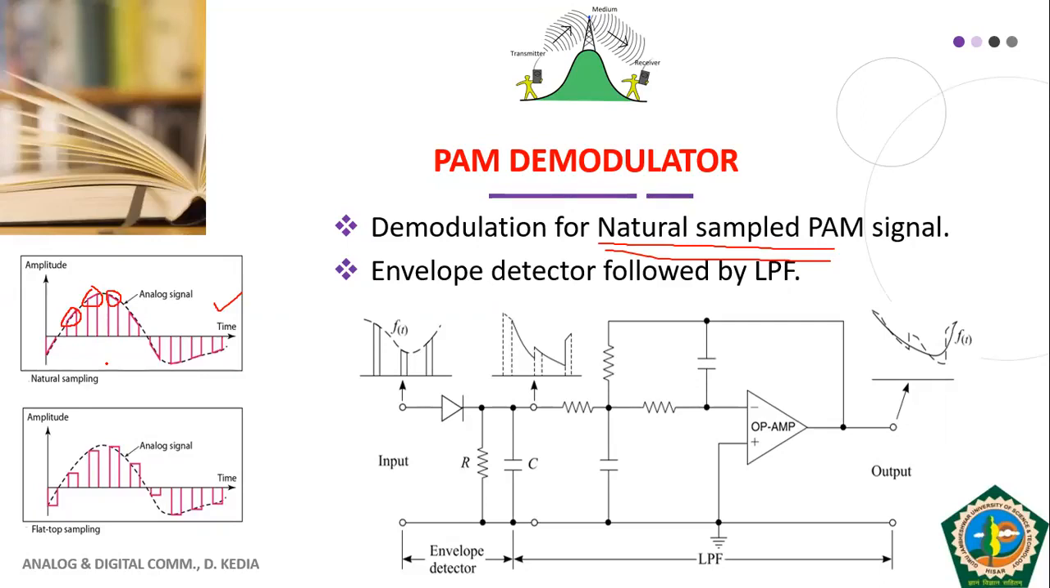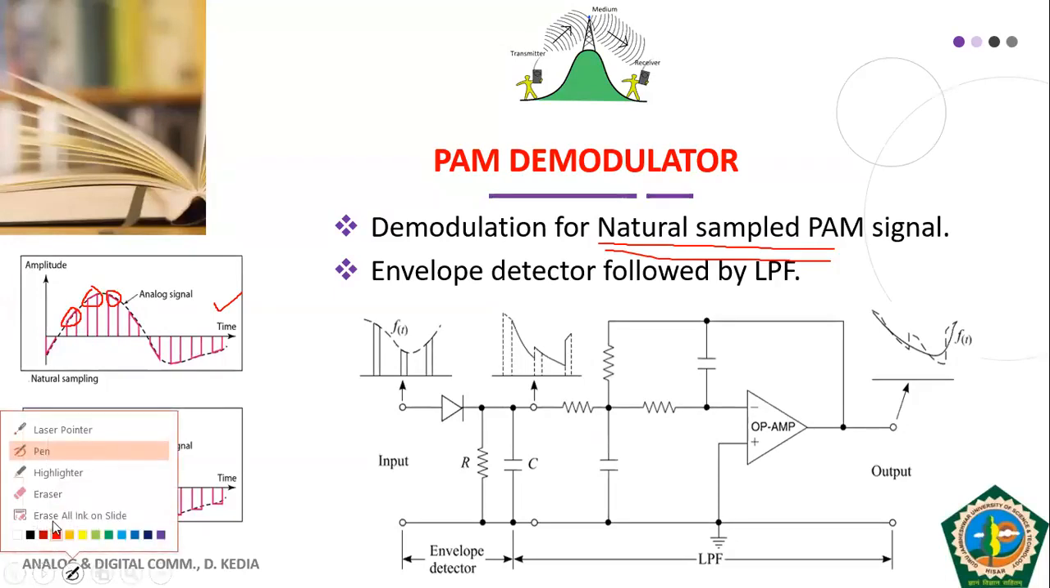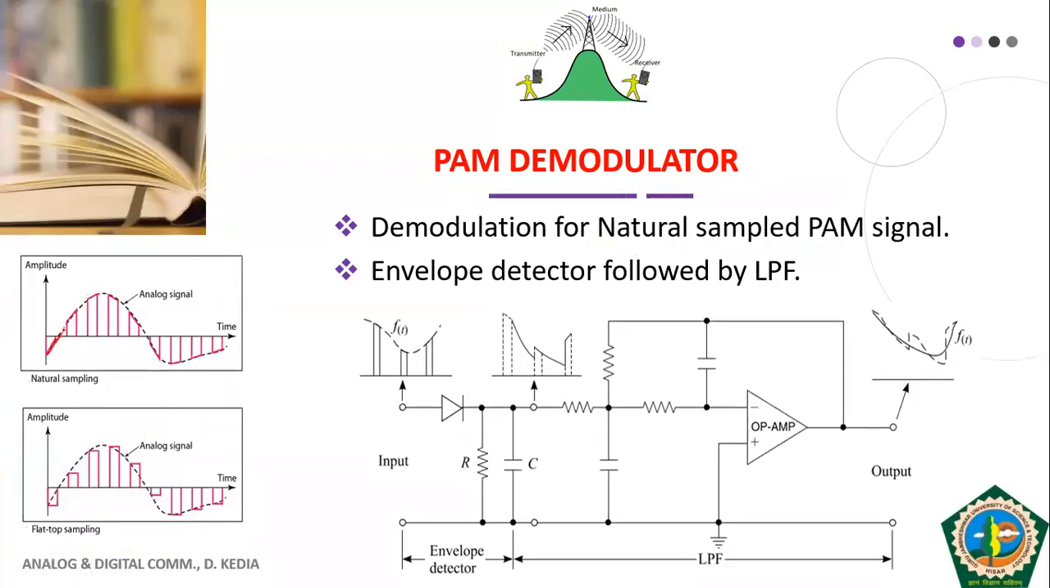So obviously, if we want our original modulating signal back, then we can easily see that our modulating signal is present on the top of the pulses. So obviously, if we use an envelope detector, the circuit that we used for AM demodulation, the same circuit will work here in the naturally sampled PAM signal. So this is a very, very simple one. So PAM demodulation for the naturally sampled PAM signal uses an envelope detector.